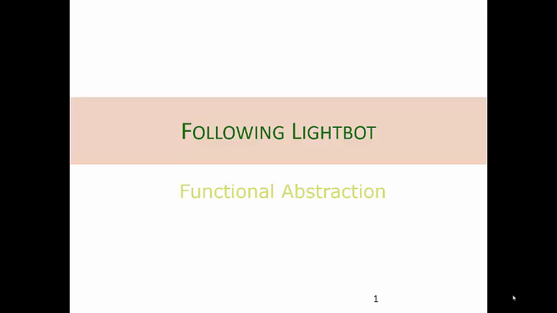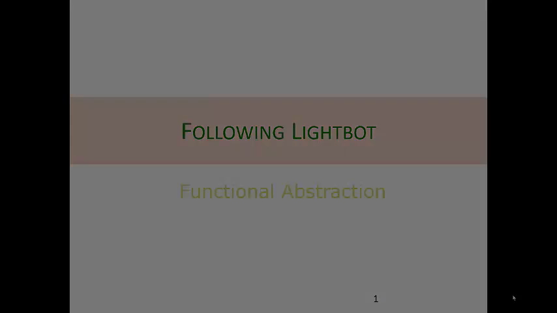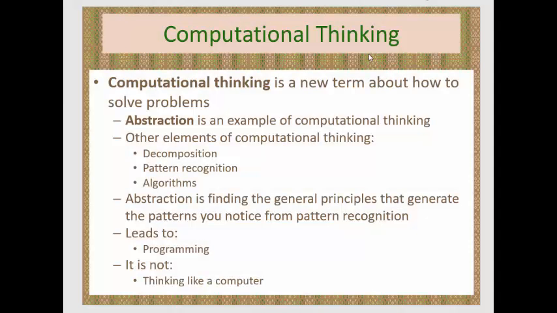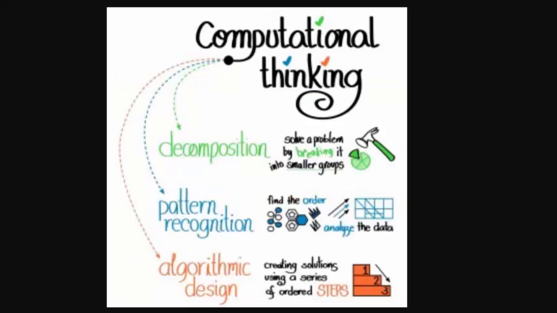Last week you did the LightBot lab, and today we're going to follow up on that to discuss the concept of functional abstraction. So computational thinking is how we're going to do things in this class. It's not so much about learning facts in this class. It is about applying computational thinking to solve our problems. So computational thinking is all about thinking abstractly. In fact, you will see three techniques here that apply computational thinking.